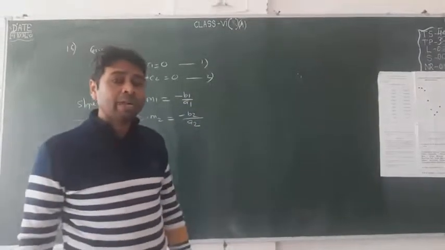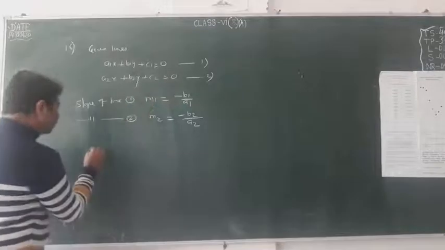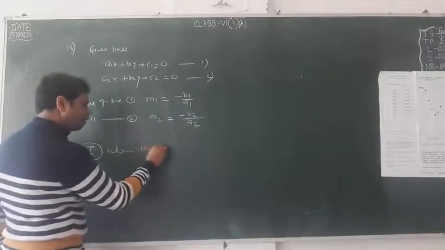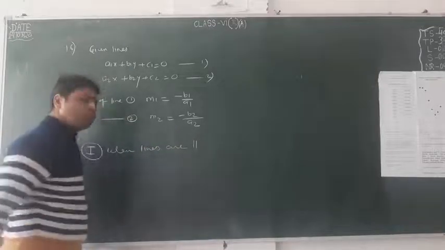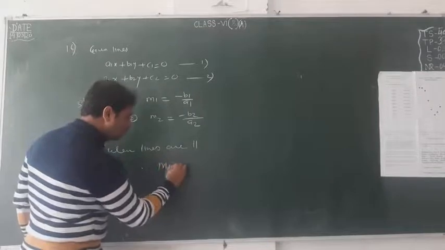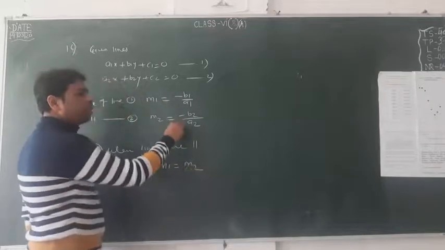Now two things I will write one by one. In the first case, when lines are parallel, you know that when lines are parallel, what happens? You should know their slopes are equal. The slopes are equal.